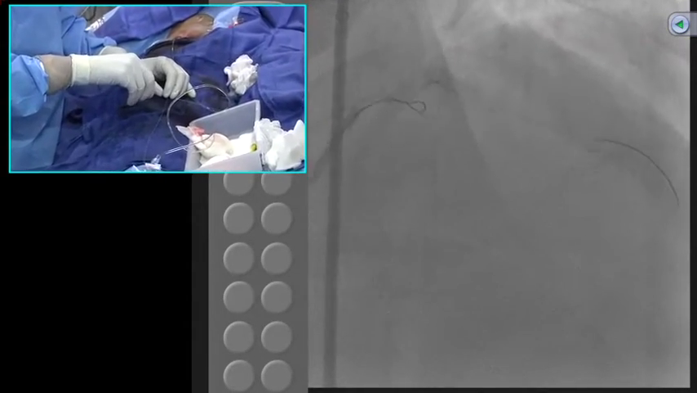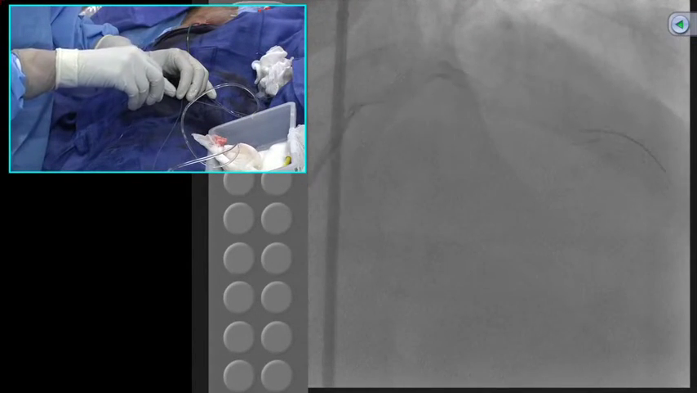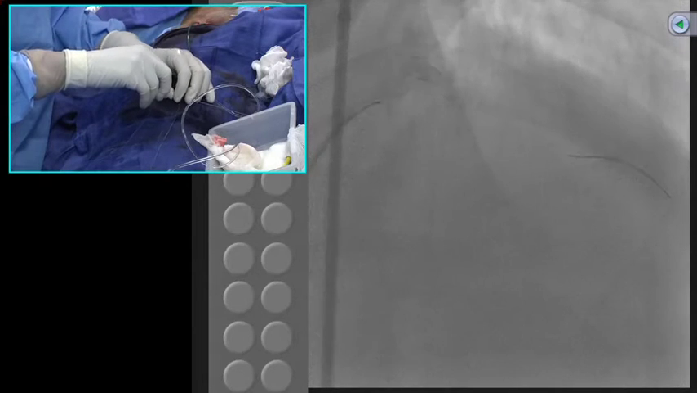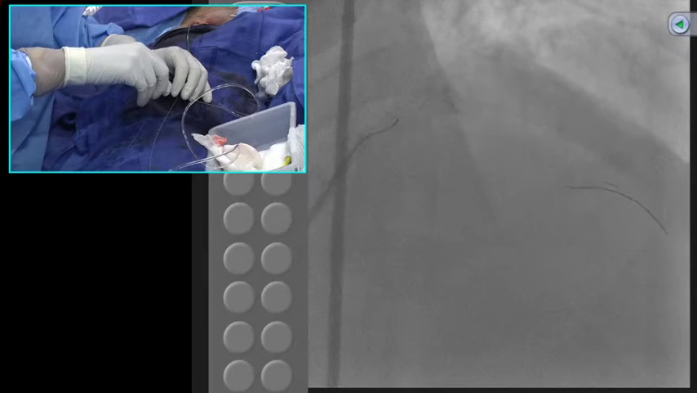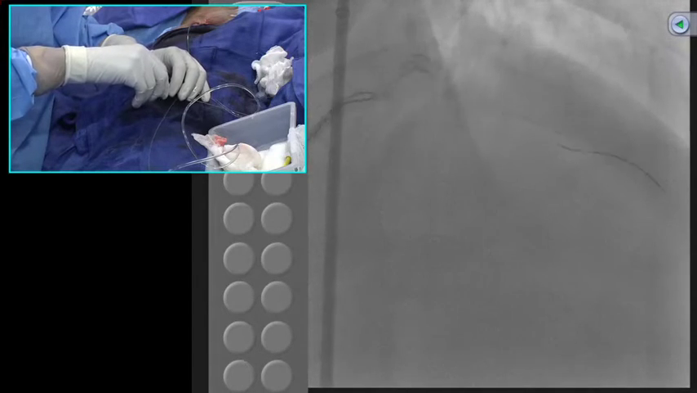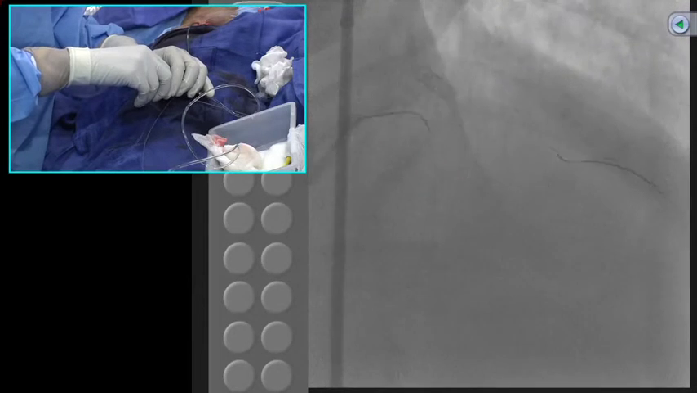Want a Whisper? Yeah, I was about to say that my choice here is to get a Whisper wire. If it's dissected, don't do anything, just take care with the upper branch. Whisper will be good. Particularly when you have small dissections, Whisper is the wire of choice, which we have shown many times in our meetings.